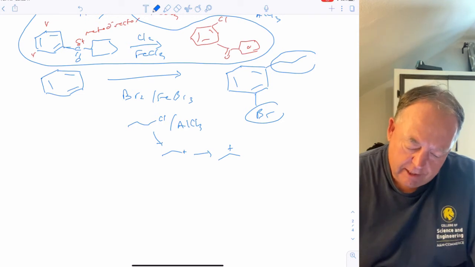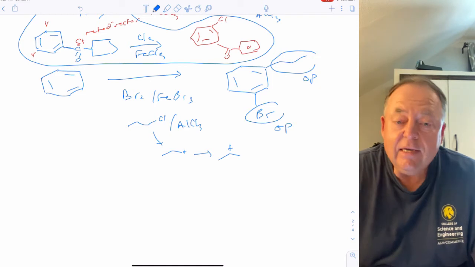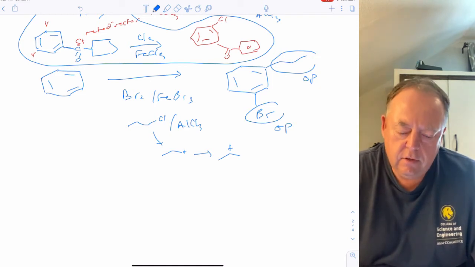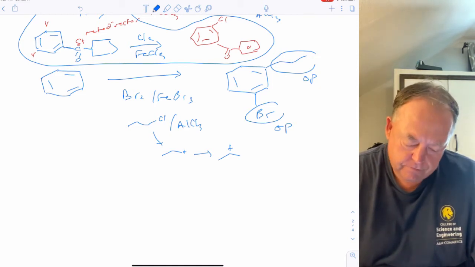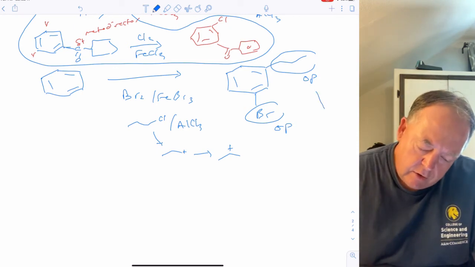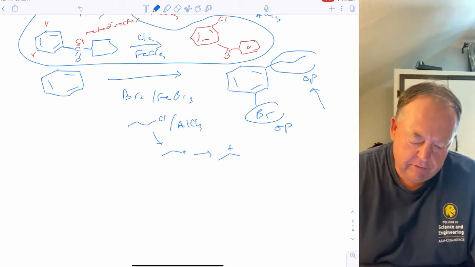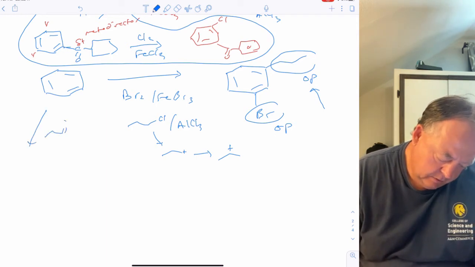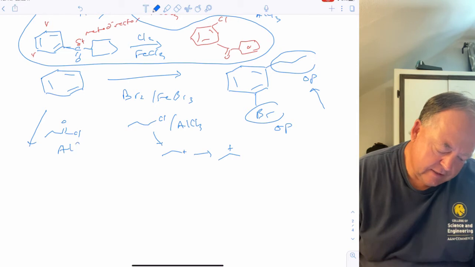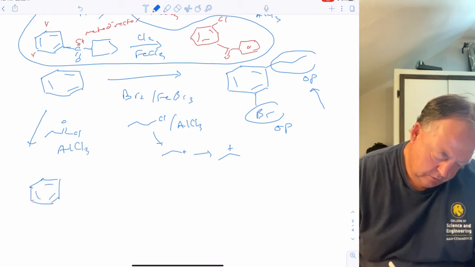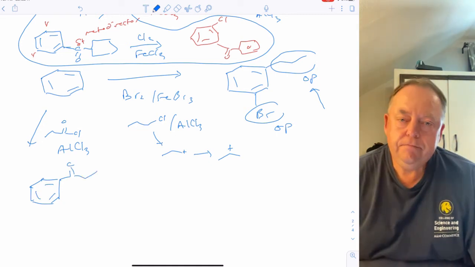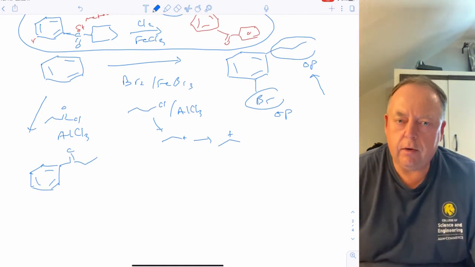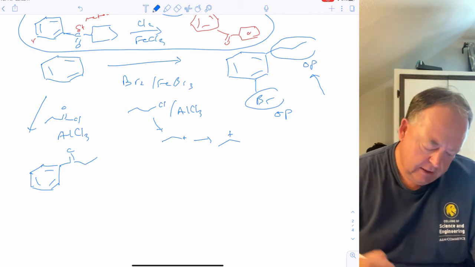Furthermore, this is complicated by the fact that this is an OP director and this is an OP director. So how do you get two OP directors on a ring meta to each other? Well, the key is to know how you're going to get that on the ring without rearrangement. And the way you're going to do that is you would do a Friedel-Crafts acylation first. Right, so now you got the 3-carbon chain on the ring with no rearrangement.